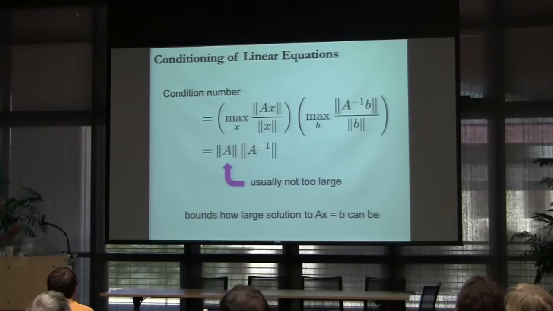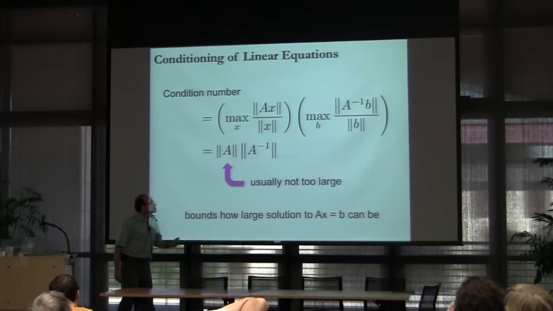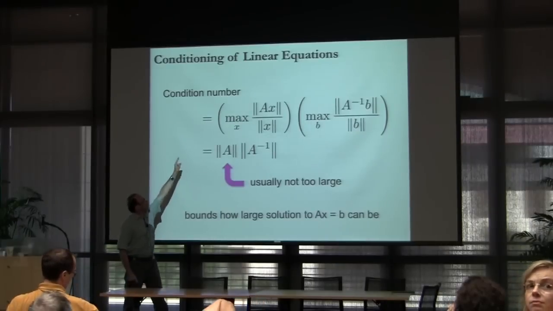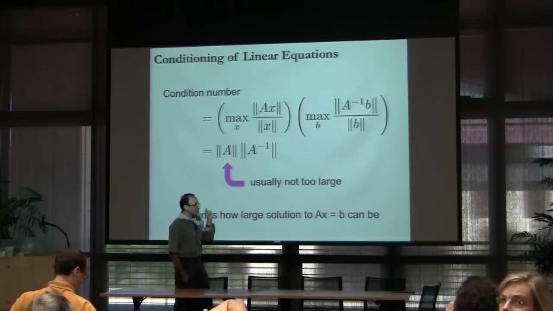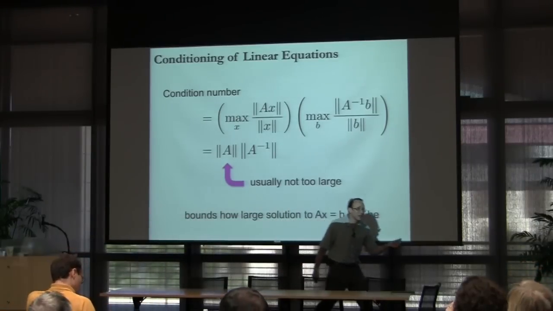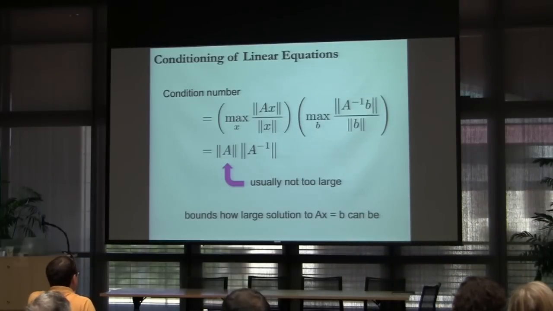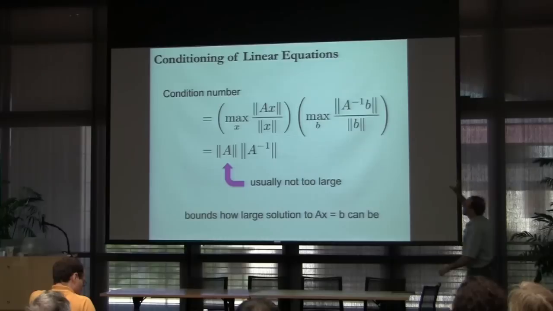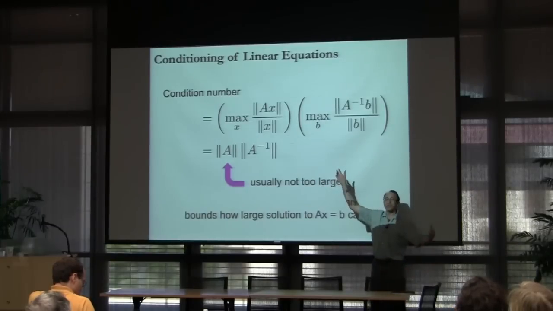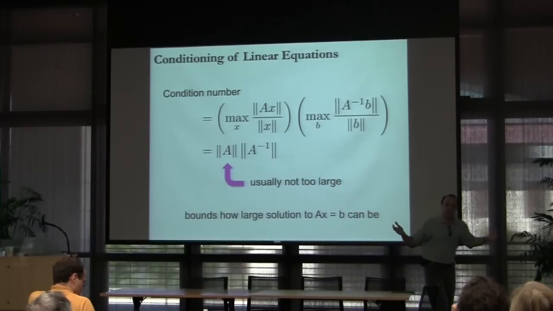Okay, there's one other definition that we'll exploit. You can also say the condition number is the maximum of the norm of A, which is equal to the maximum over vectors x of the norm of Ax divided by the norm of x. That's how much A can blow up a vector, times the norm of A inverse. The norm of A, we usually don't worry about. That's sort of our scaling term. That tells us how big our matrix is.